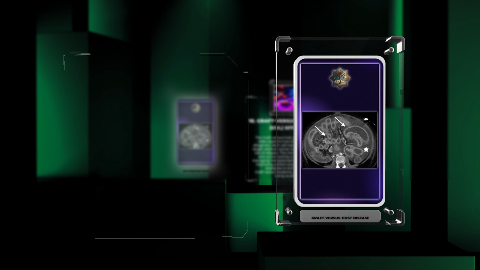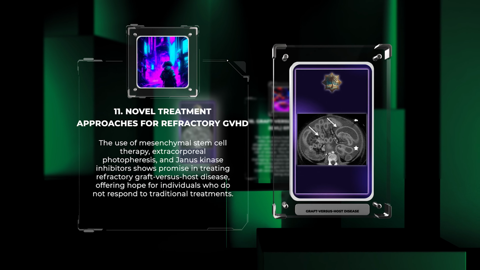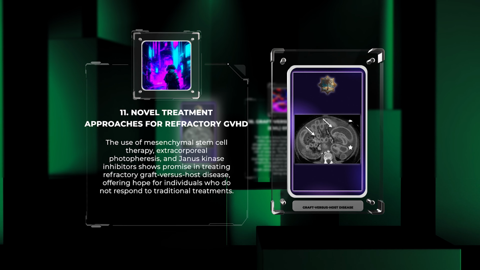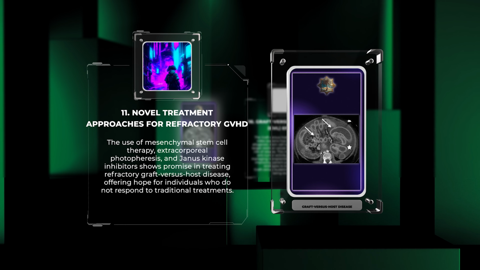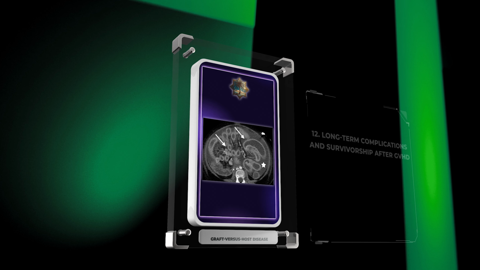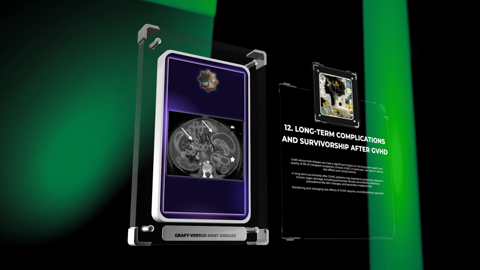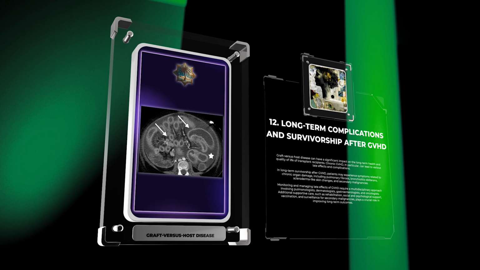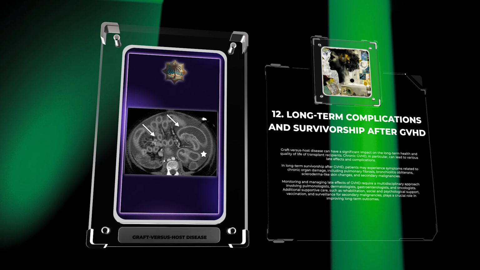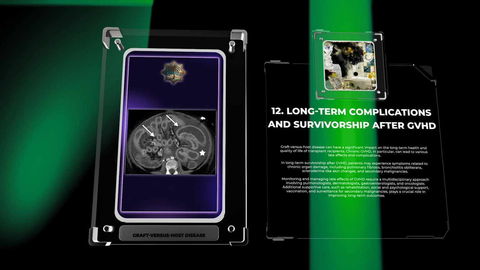The use of mesenchymal stem cell therapy, extracorporeal photopheresis, and Janus kinase inhibitors shows promise in treating refractory graft versus host disease, offering hope for individuals who do not respond to traditional treatments. Graft versus host disease can have a significant impact on the long-term health and quality of life of transplant recipients. Chronic GVHD, in particular, can lead to various late effects and complications.